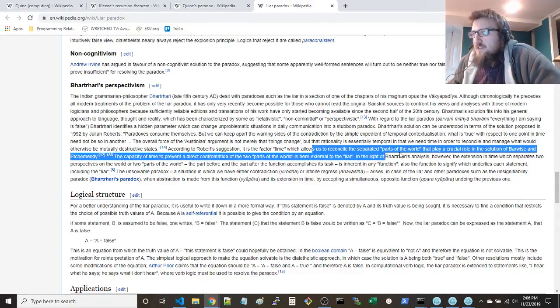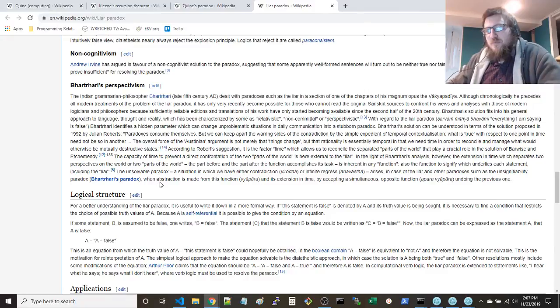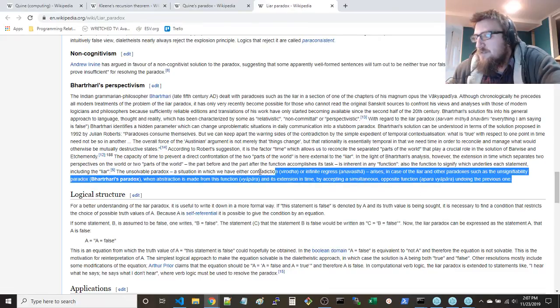Factor time, which allows us to reconcile the separated parts of the world that play a crucial role in the solution of Barwise and Etchemendy. The capacity of time to prevent a direct confrontation of the two parts of the world is here external to the liar. In the light of Petrarch's analysis, however, the extension in time which separates two perspectives on the world, or two parts of the world, the part before and part after the function, accomplishes its task and is inherent in any function to signify which underlies each statement, including the liar. The unsolvable paradox, a situation in which we have either contradiction or infinite regress in the case of the liar, and other paradoxes such as the unsignifiability paradox. When abstraction is made from this function, an extension in time by accepting the simultaneous opposite function, undoing the previous one.